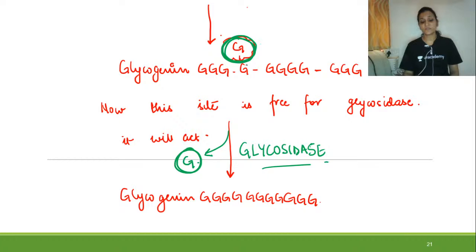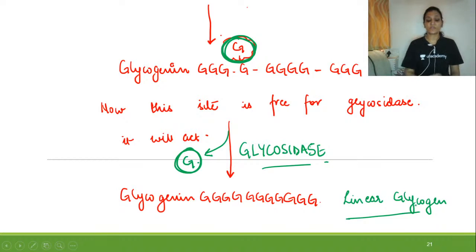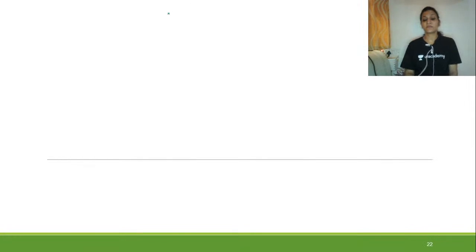And whenever this is removed, there is formation of linear glycogen, right? Whenever linear glycogen forms, there will be action of another enzyme, that is glycogen phosphorylase.